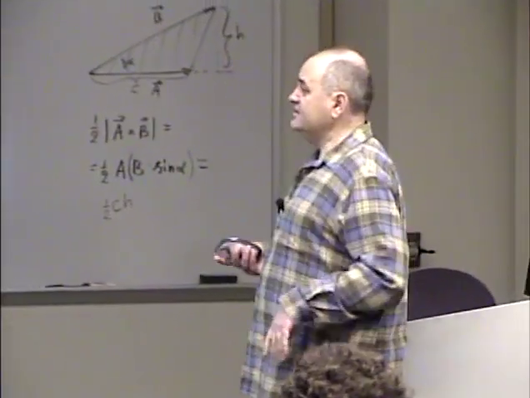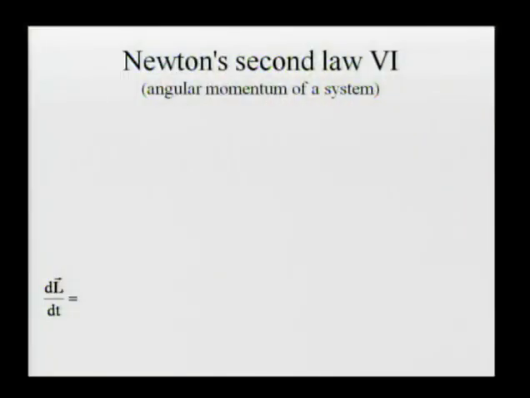Now, if I have a system of particles, how about if I now consider total angular momentum? Total angular momentum is defined the same way as any total value of a quantity. What is total? The sum of that quantity for individual particles. So total angular momentum, by definition, is the sum of angular momenta of all particles constituting the system.